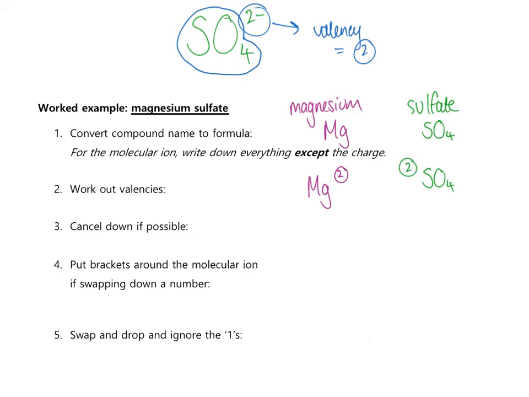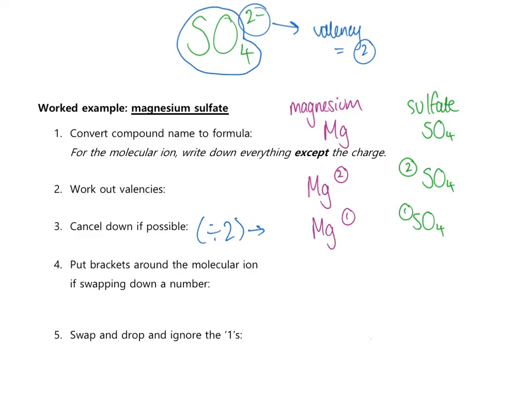This is a really important step. Sometimes people forget this, particularly with molecular ions, because you've got lots else to think about. But you must remember to cancel down your valencies if possible. So here our valencies are in a ratio 2 to 2. Could that be any simpler? You're asking yourself, is there a number I could divide both of those by to simplify it down? Yes, there is. In this case, both of these numbers divide by 2, and what you would get is 1 to 1. So your cancelled down valency of magnesium is 1, and the same with sulfate. So your ratio now is 1 to 1.